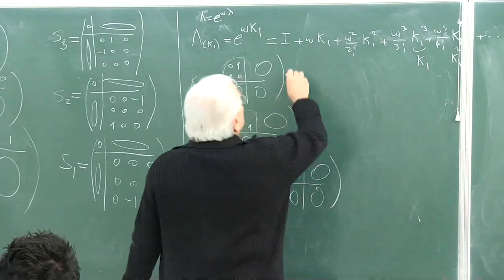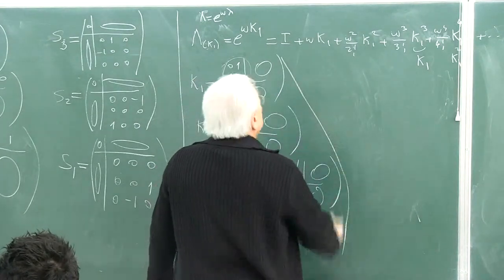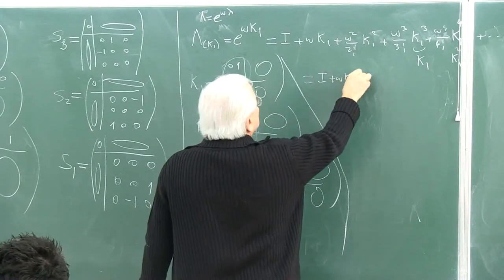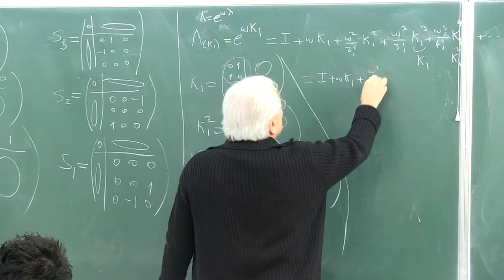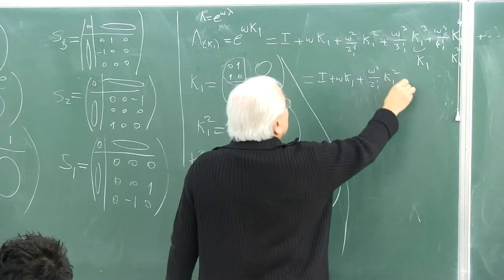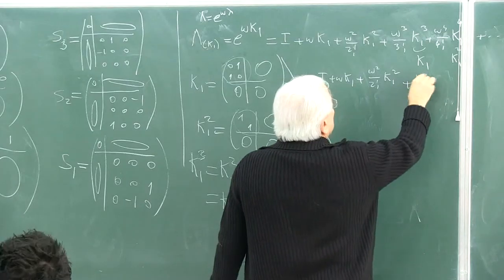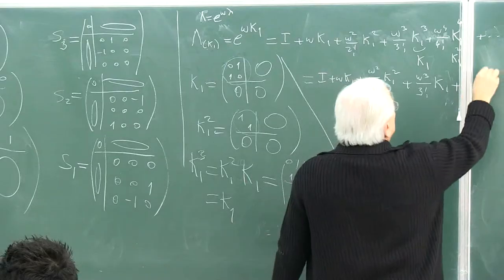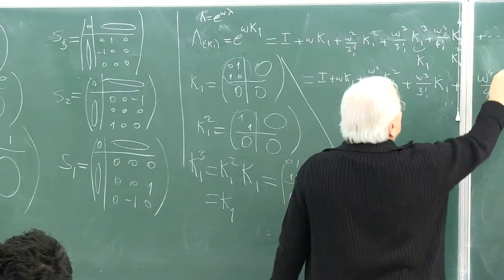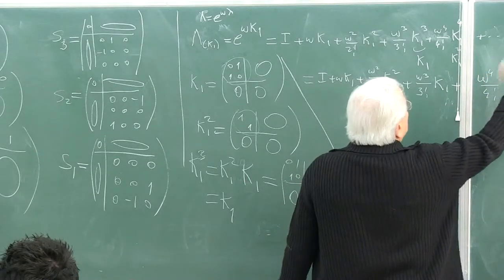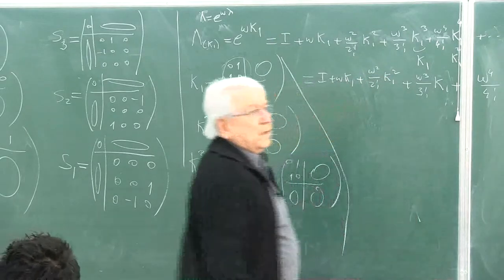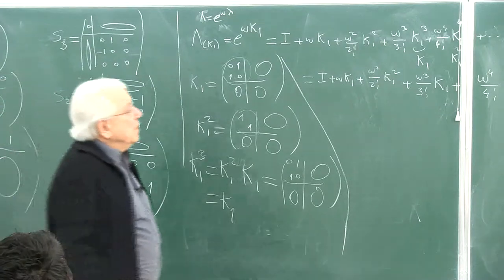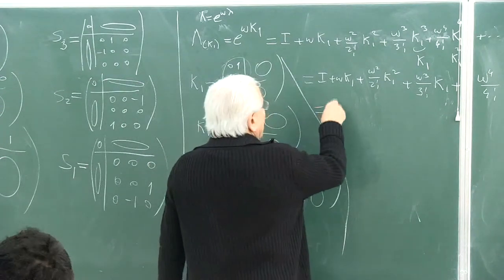So what do I have? Let me write it as identity plus omega K1 plus omega squared over 2 K1 squared plus omega cubed over 3 factorial K1 plus omega to the 4 over 4 factorial K1 squared, etc. It goes in that manner, right? K1, K1 squared, K1, K1 squared. So we sort of feel how it is going now.